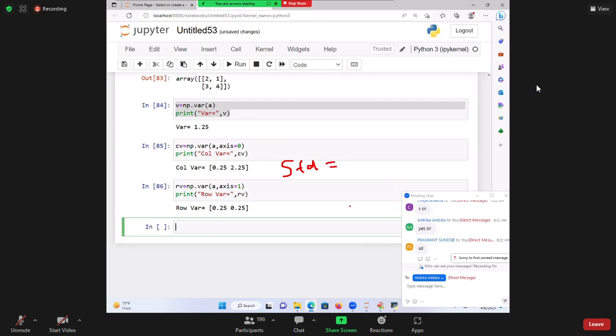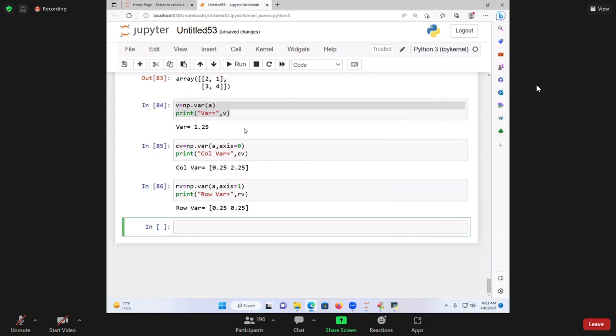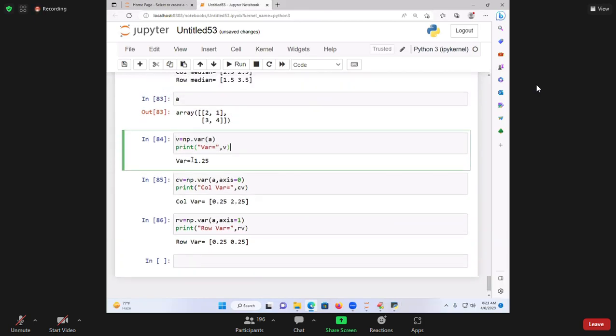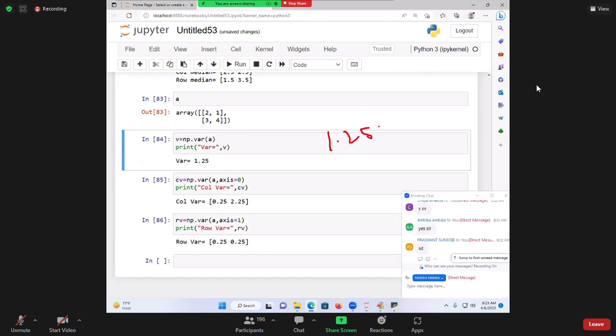So standard deviation is equal to the square root of variance. Whatever variance you got, the square root is applied to it. The square root of variance is called what? Standard deviation. So standard deviation is equal to the square root of variance. What is the variance for the above one? You take this variance, 1.25, square root. What is the square root of 1.25 actually? 1.25 to the power 0.5.